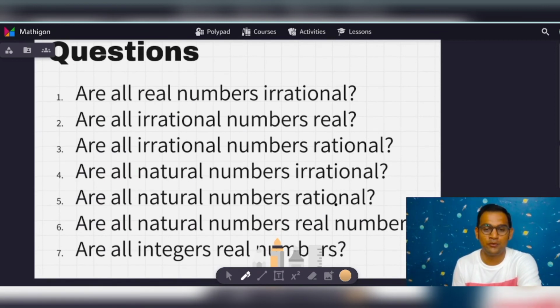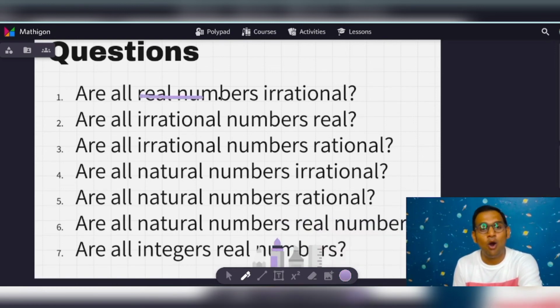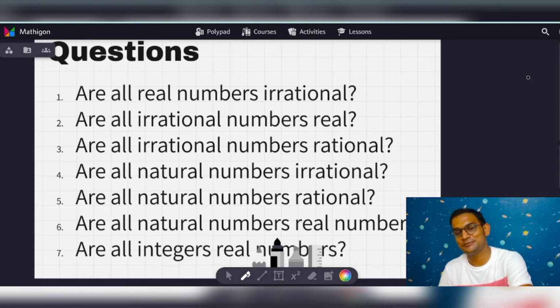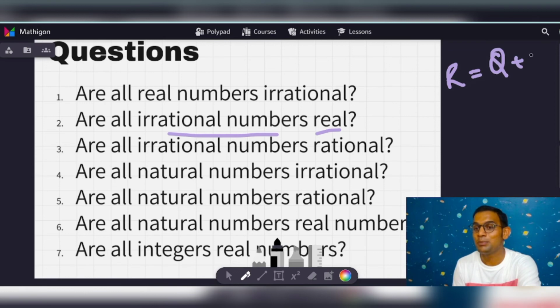Before we move on to the next video, as always, we have some questions. Are all real numbers irrational? The answer is no, my dear friends, because 2 is a real number, it's a rational number, but it's not an irrational number. Now, are all irrational numbers real? Absolutely, because real numbers are made up of rational numbers plus irrational numbers. I hope you remember that definition.